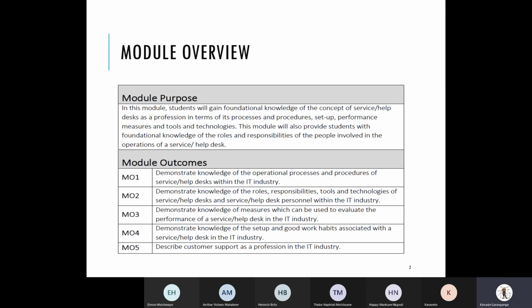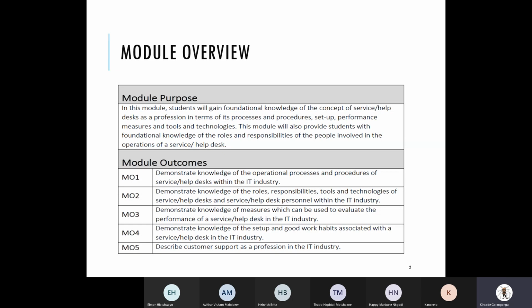So the actual module, like we mentioned before, has about five module outcomes, and arguably the whole concept of it is looking at the service desk as an actual profession. What are the processes, procedures, and technologies that are used in these service desk environments, and providing some basic or foundational knowledge in terms of the roles and responsibilities of individuals involved within the whole concept of the service desk environment.